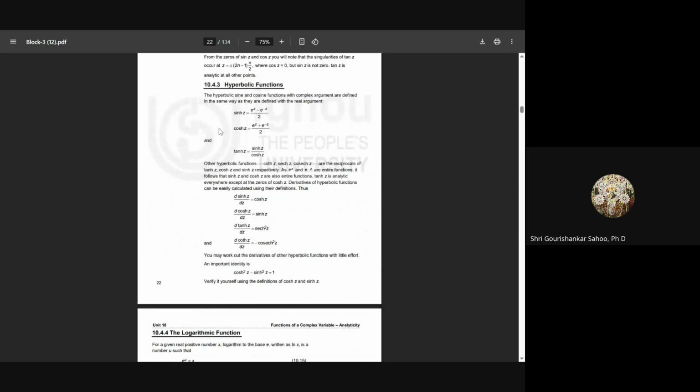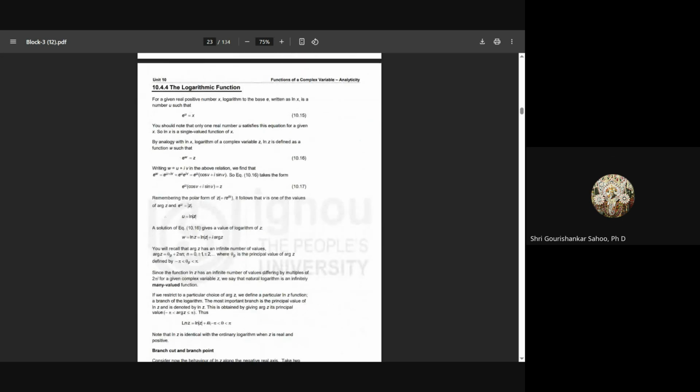Then hyperbolic functions: sin hyperbolic z can be written as e to the power z minus e to the power minus z by 2, and cos hyperbolic z can be written as e to the power z plus e to the power minus z by 2. Similarly, your logarithm function ln z can be written as ln modulus of z plus i theta, where theta is from minus pi to pi.